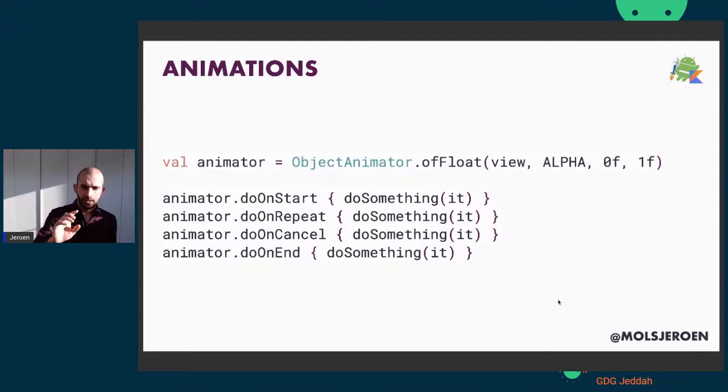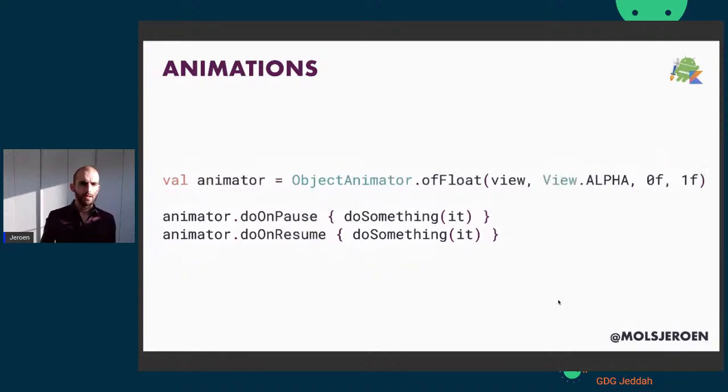By the way, notice in the top right corner where you can see the Jetpack and Kotlin logo. So whenever I'm giving a KTX example, that will be on the slides. When it's a non-KTX example, that won't be on the slides. All right, similarly also for doOnPause and doOnResume, which is usually a separate listener, you have the same thing.